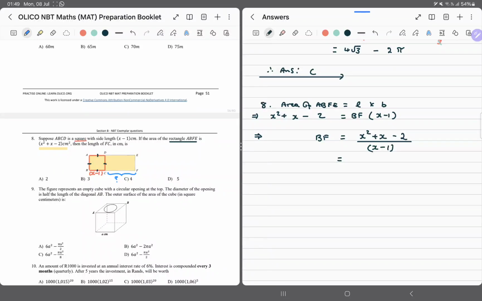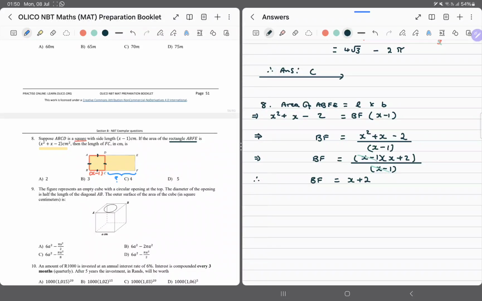Okay, so we move on. Now we can factorize that thing into x minus 1 into x plus 2. So again, algebra, and we can see this is a common factor. So those two divide out and become invisible. So we can appreciate that BF is going to be x plus 2.